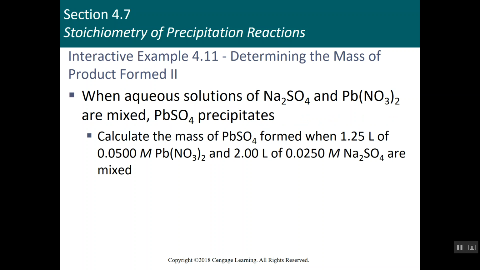So the rest of the slides in this PowerPoint run through an example. When aqueous solutions of sodium sulfate and lead 2 nitrate are mixed, lead 2 sulfate precipitates. Calculate the mass of lead 2 sulfate formed when 1.25 liters of 0.05 molar lead 2 nitrate and 2 liters of 0.025 molar sodium sulfate are mixed.